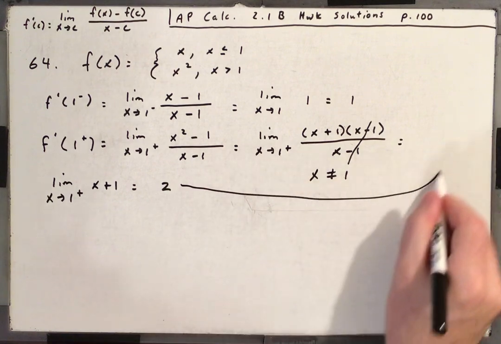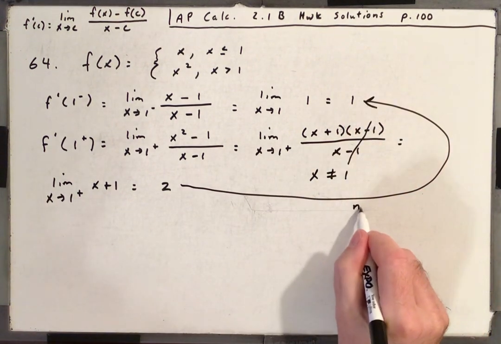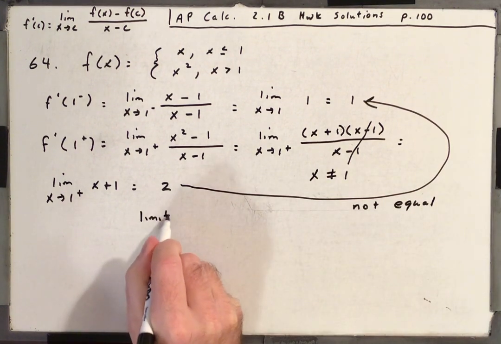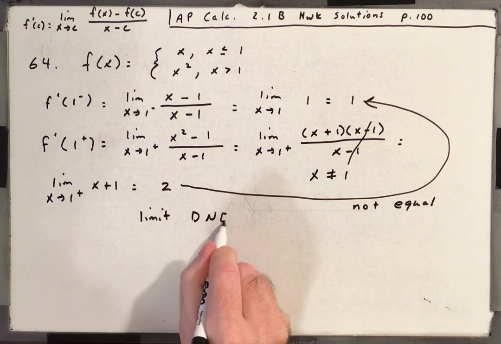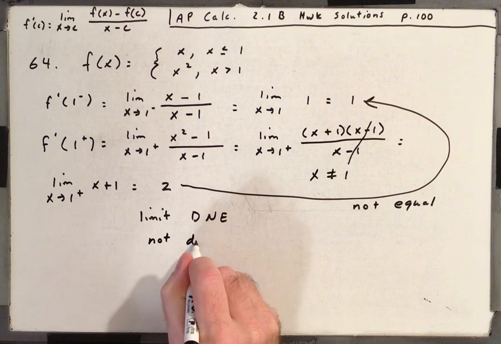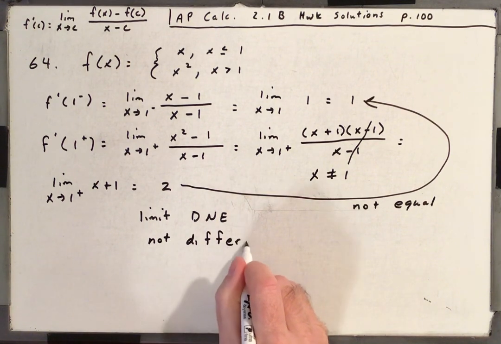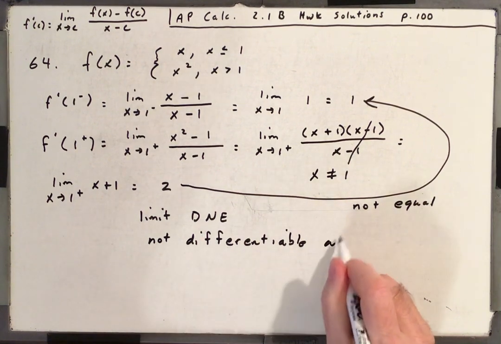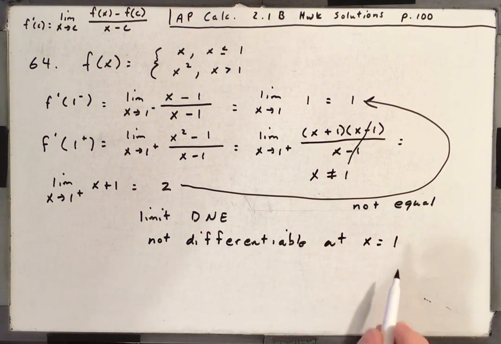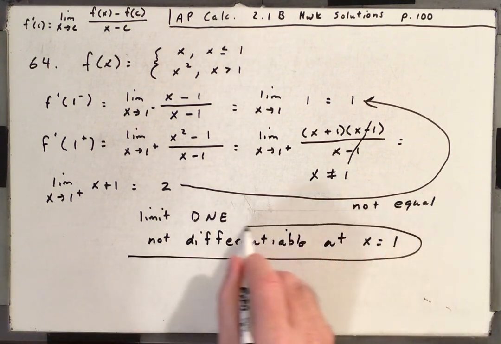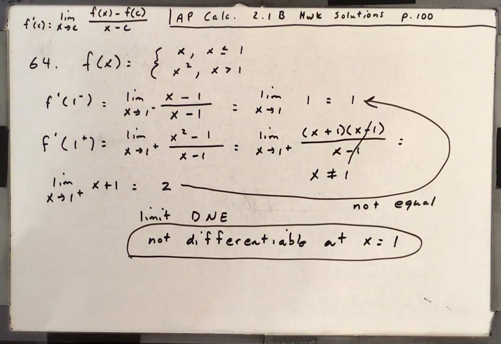So 2 and 1 are not equal. So the limit does not exist. So it is not differentiable. Where? At x equals 1. Now it's differentiable everywhere else, but it's not differentiable at x equals 1. So we can't get a slope of the tangent line there at x equals 1. That's because the two are not equal.